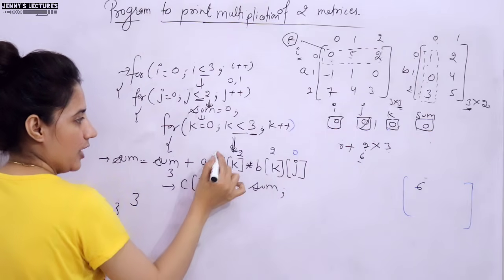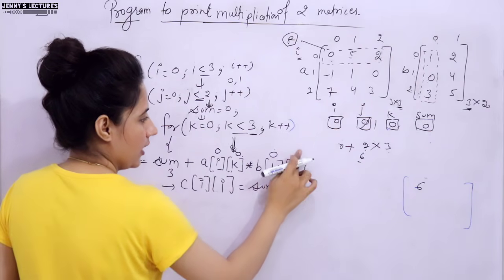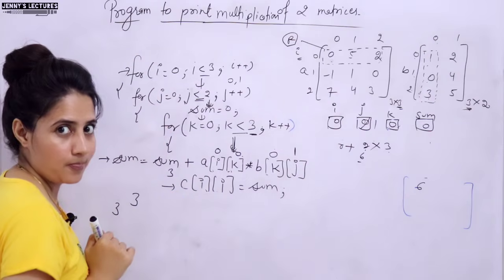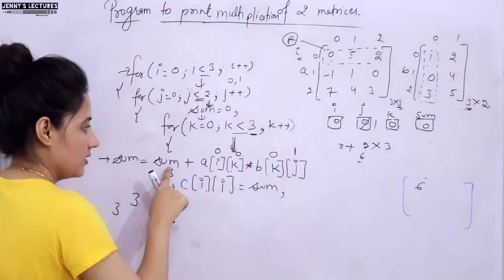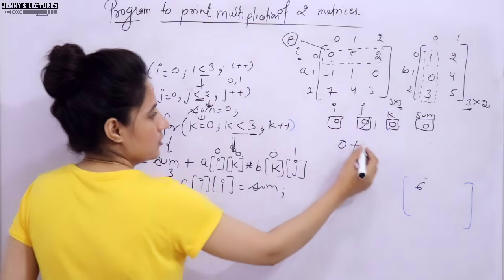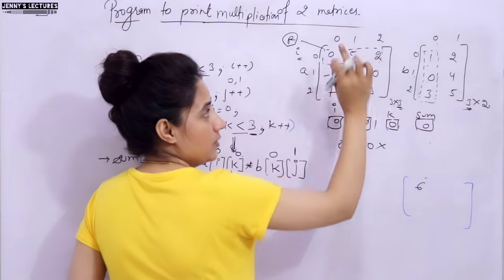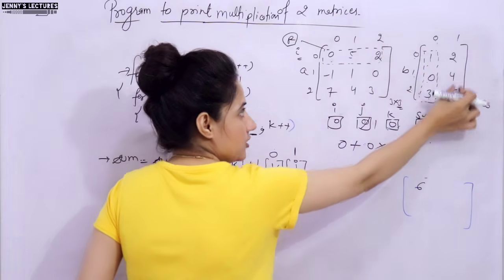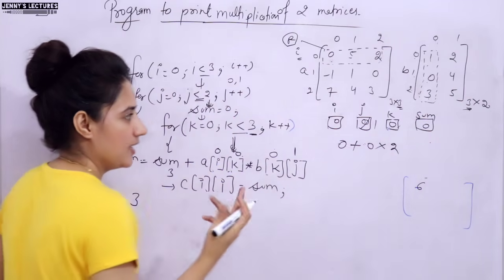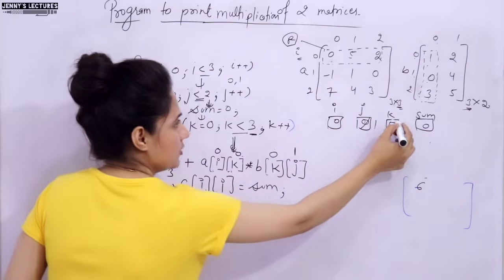Now see, i value is still 0, k value 0, and j value is now 1. Right? And that's exactly what we want to access. Now sum is 0. 0 plus 0 means 0 into 0, 1. Exactly. Now we want to access this row but this column. And we are going to multiply and add. So 0 into 2, but that is 0 only. So that would be stored in sum. Sum is still 0. Now k plus plus, k becomes 1.